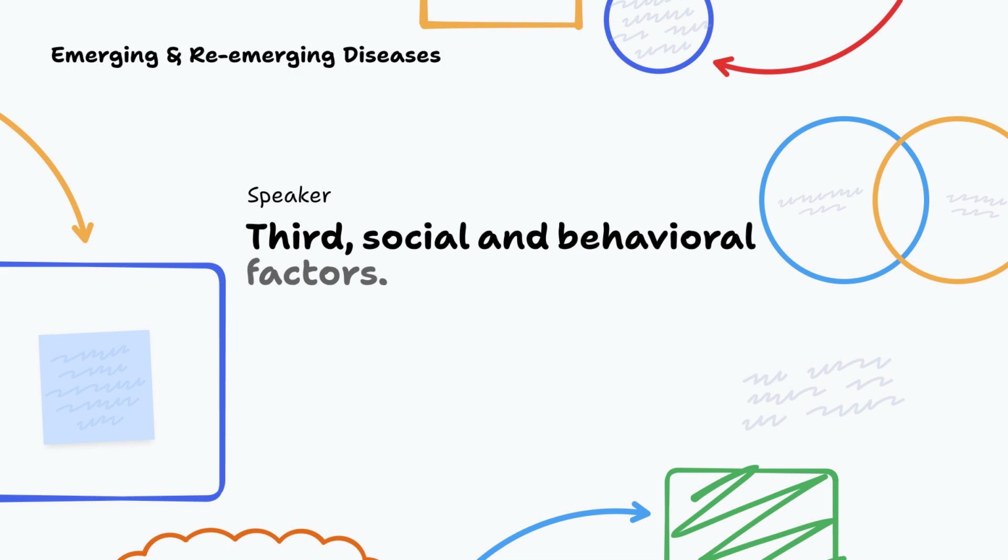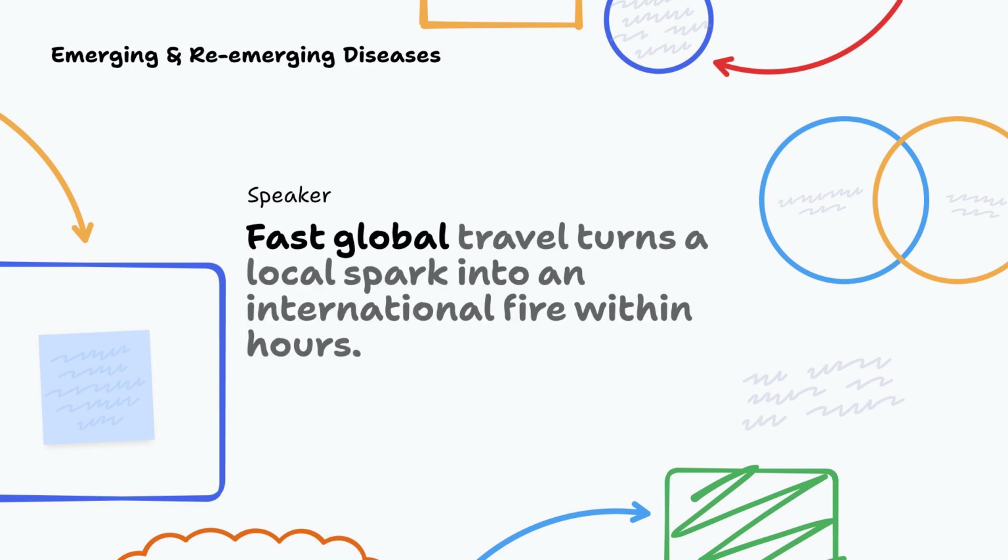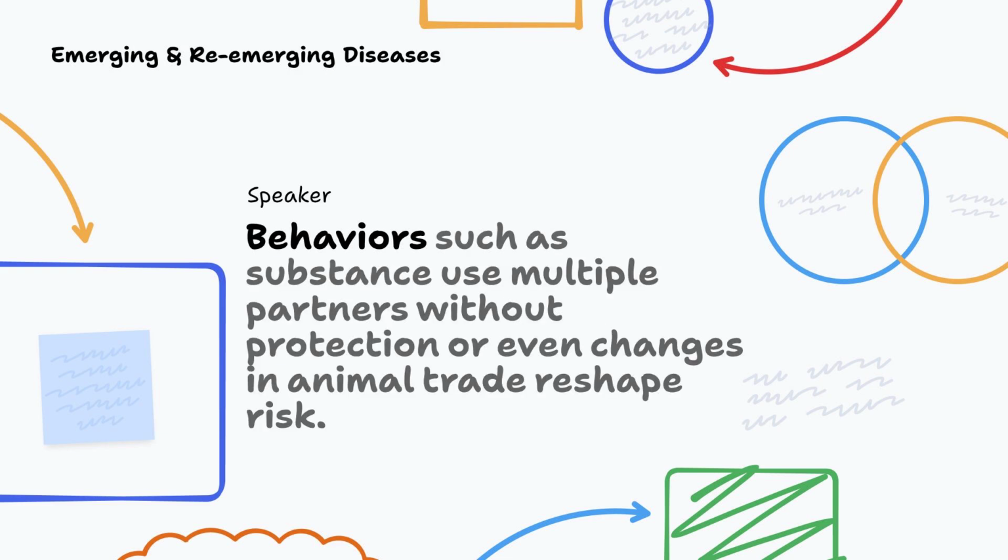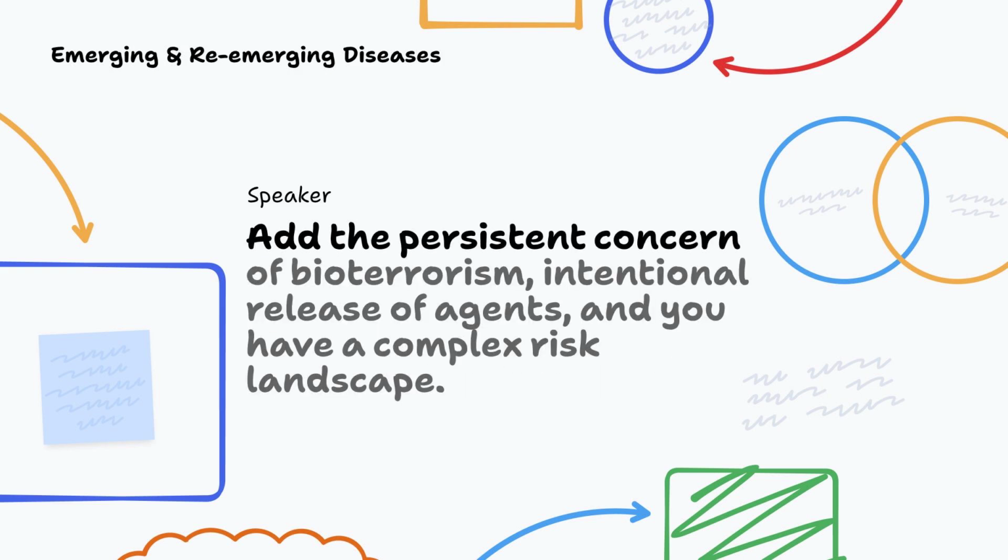Third, social and behavioral factors. Fast global travel turns a local spark into an international fire within hours. Behaviors such as substance use, multiple partners without protection, or even changes in animal trade reshape risk. Add the persistent concern of bioterrorism, intentional release of agents, and you have a complex risk landscape.